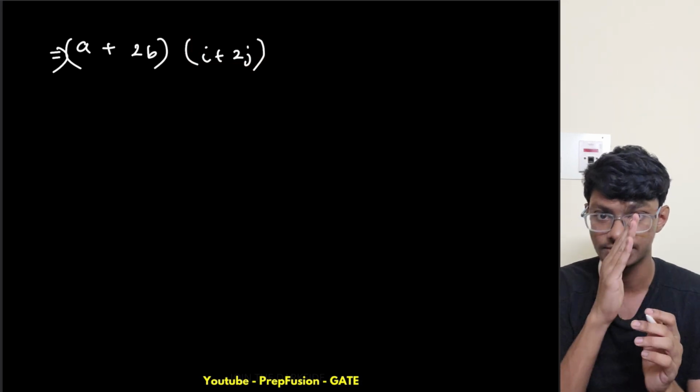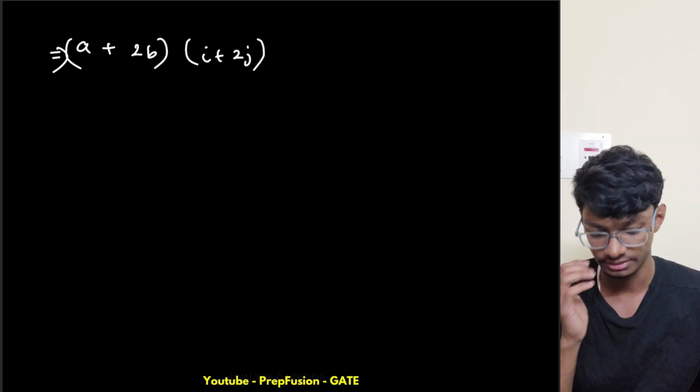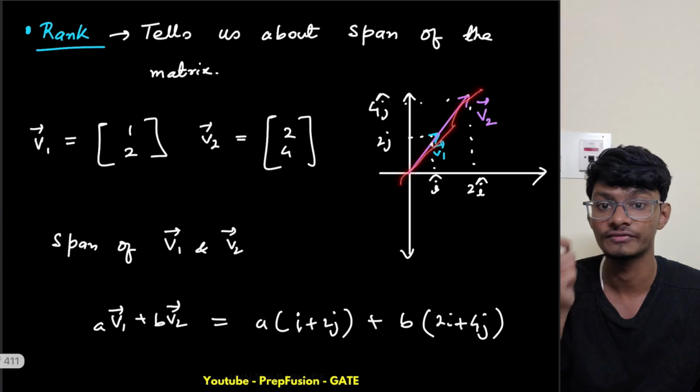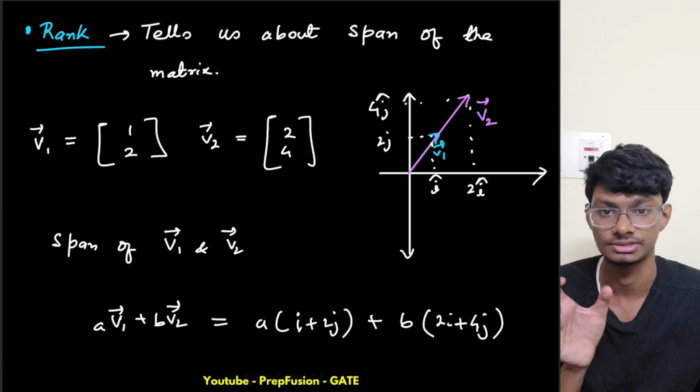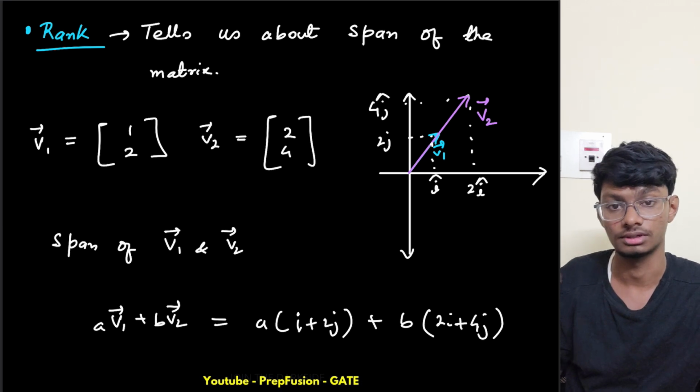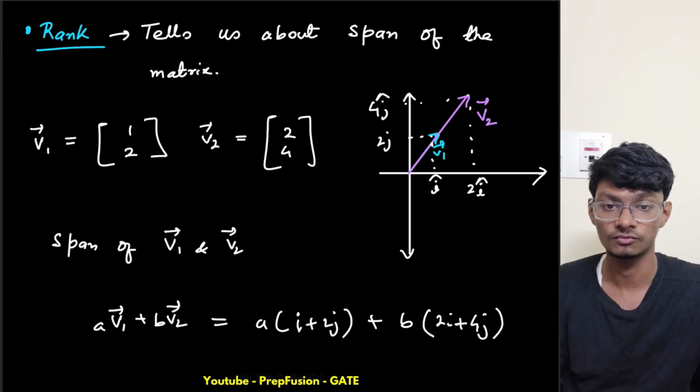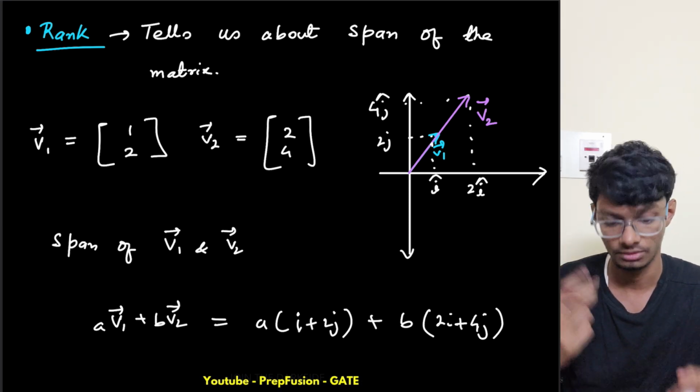The direction is not changing. Just the scale is changing, right? Just the length of the vector is changing. There the length was also changing, but the direction was also changing. So it was 2D. Now what will this be?